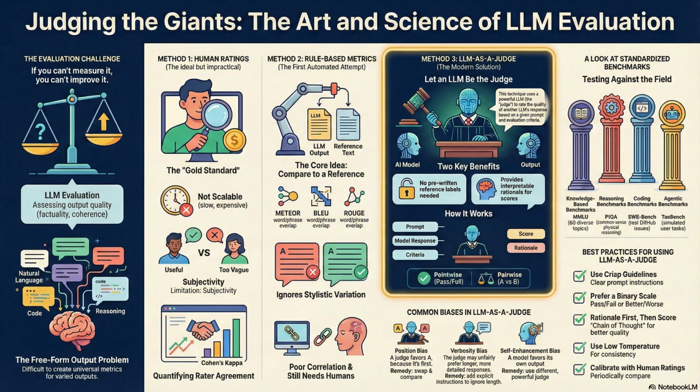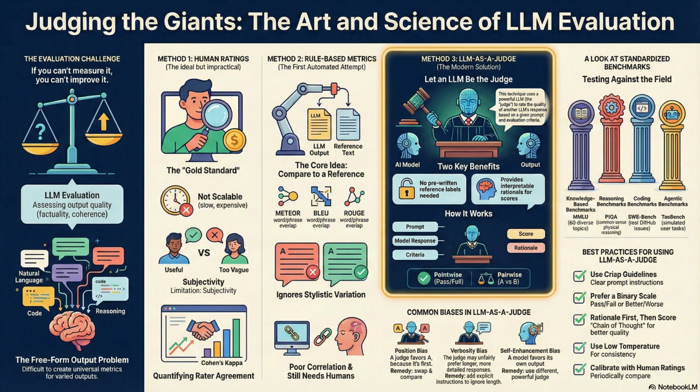And the benefits are immediate. First, you get rid of the need for those expensive, human-written reference texts entirely. Because the knowledge of what's good is already in the judge model. Right. And second, and this is huge, the judge doesn't just give you a number. It gives you a score and a rationale. The rationale gives you interpretability. You know why it failed, not just that it did.